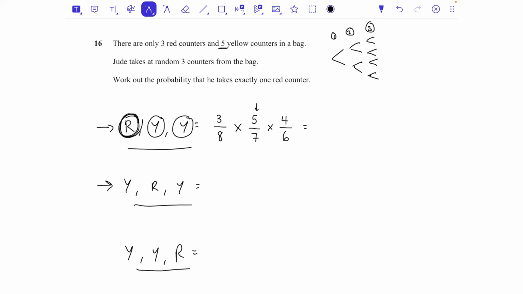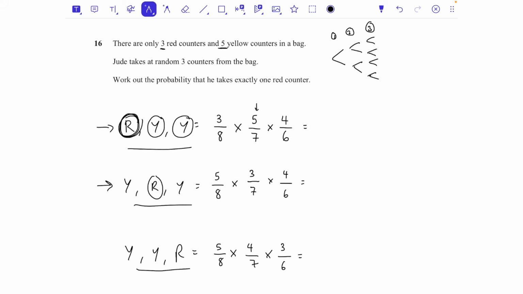Okay, so let's look at the next one. I've got yellow, then red, then yellow. So the probability of me taking yellow from the beginning is 5 out of 8. Times by the probability of red, there are 3 reds, but it would be out of 7. And then I want to take another yellow, and there's 4 yellows left out of 6. And last but not least, I want a yellow, that's 5 out of 8, times by the probability of taking the next yellow, which would be 4 out of 7, times by the probability of taking a red, which would be 3 out of the 6 counters left in the bag. And you'll notice that they're all the same. It's 8, 7, 6 on the bottom, 5, 4, 3 on the top in whatever order. So all of these are going to be equal, and we can times them together.